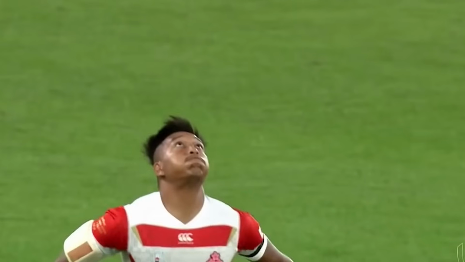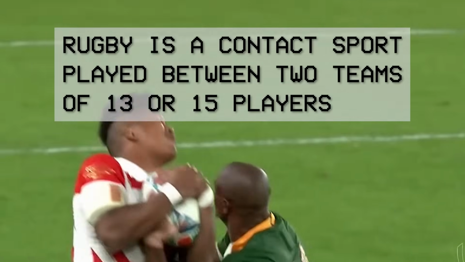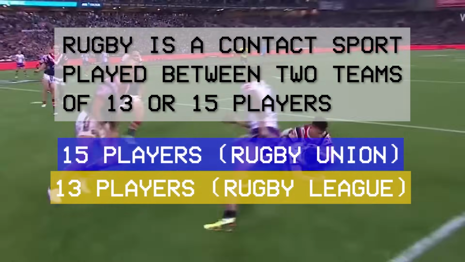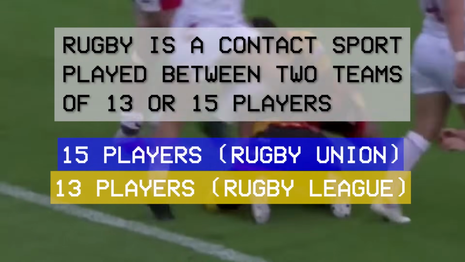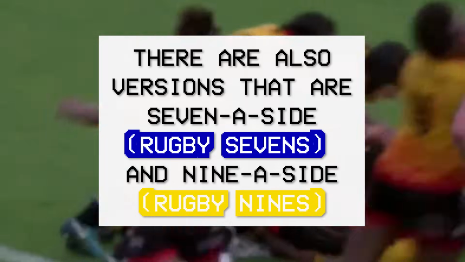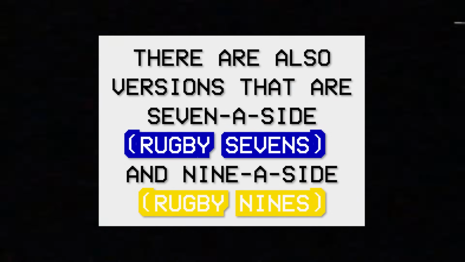General overview. Rugby, in general, is a contact sport played without pads or helmets, contested between 2 teams of either 13 or 15 players, depending on the version of rugby. There are 7-a-side and 9-a-side versions of rugby. These are shorter and faster-paced versions of the game that are often played at festivals.